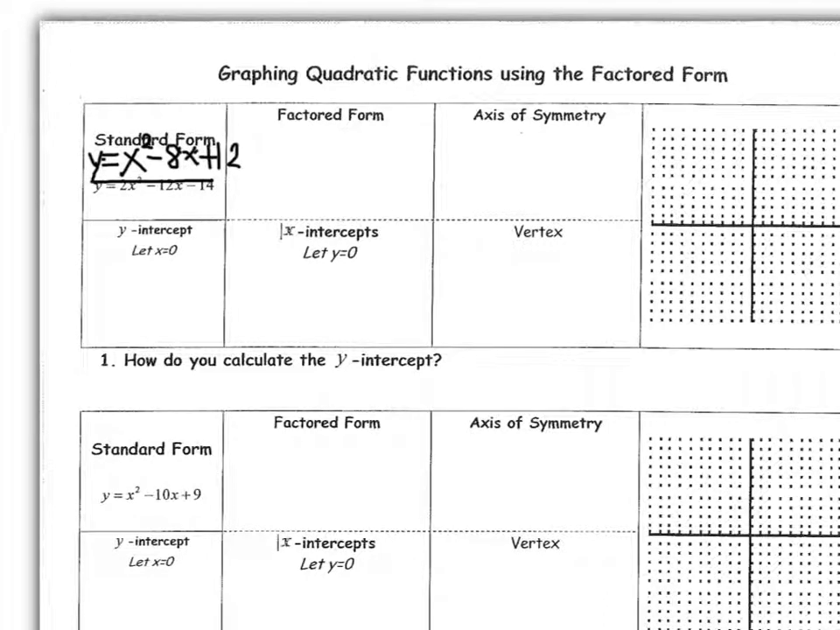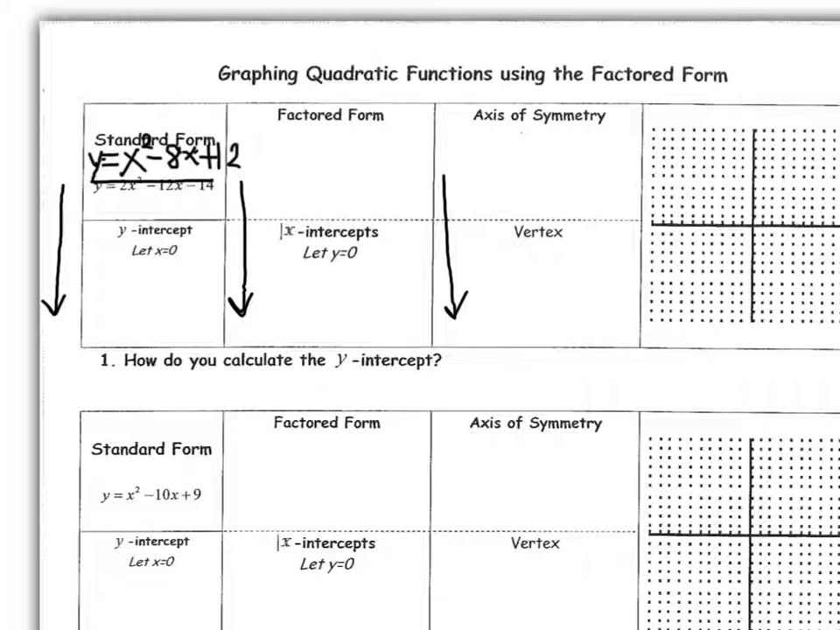Now, when you're completing these forms, you're going to start with the equation, and then you're going to find the y-intercept. Then you're going to factor it and find the x-intercepts. Then you're going to find the axis of symmetry and the vertex. So kind of go in that order for each of these problems. So the first problem is y equals x squared minus 8x plus 12.